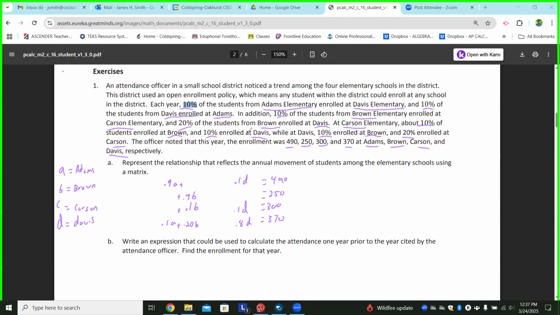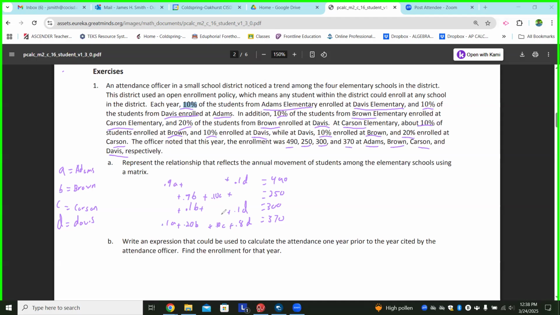Oh, okay, hold on. So at Carson Elementary, 10% of them enrolled in Brown. So that would be 0.10C right here. And 10% enrolled at Davis. So that'd be 0.10D here. Oh, 10C, sorry, 10C here. Plus sign here. Plus sign, plus sign, plus sign, plus sign. Okay, that's where I'm at right now.